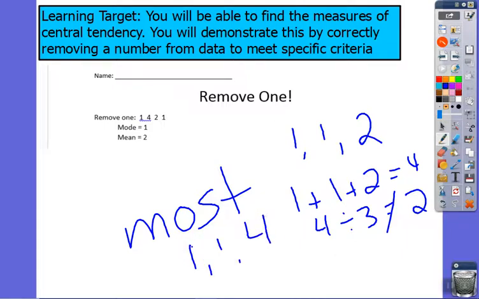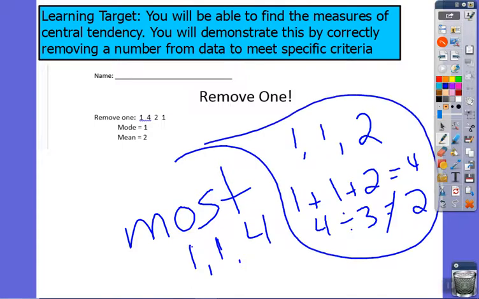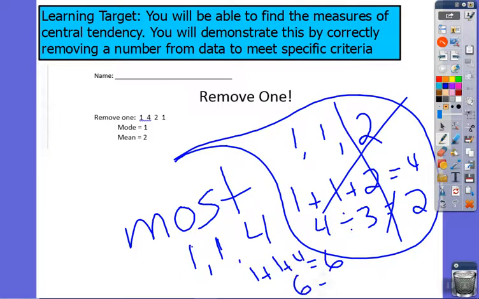Let's try keeping the 4 then. Adding this up, 1 plus 1 plus 4 is 6. 6 divided by how many numbers there are, which was 3, is 2. So that's what we want to do. We want to remove the number 2. And then we would have a mode of 1 and a mean of 2.